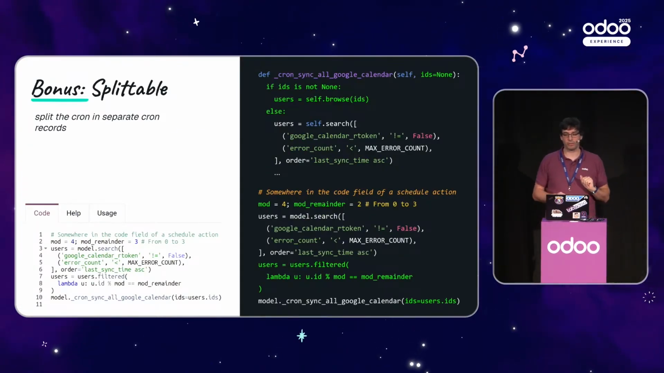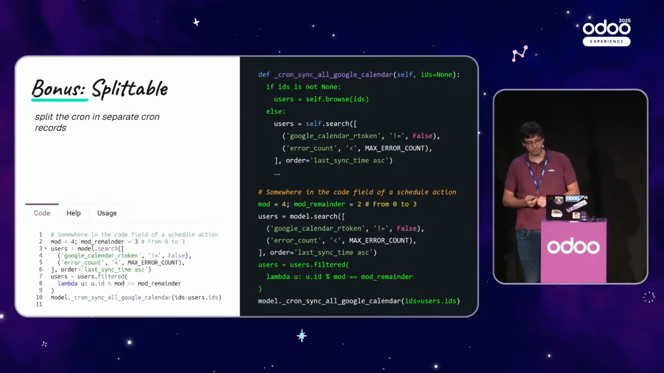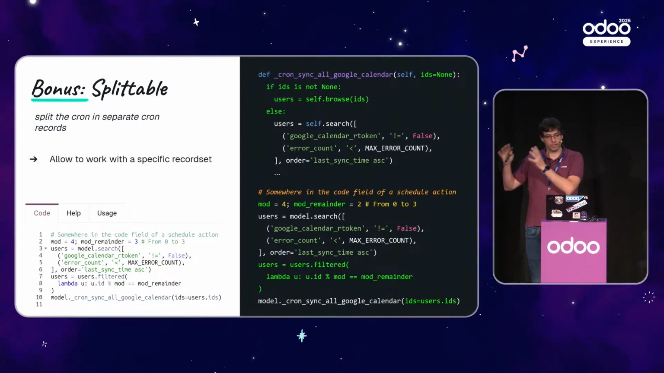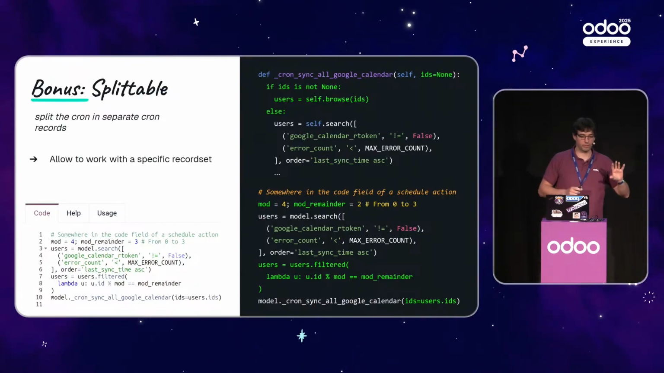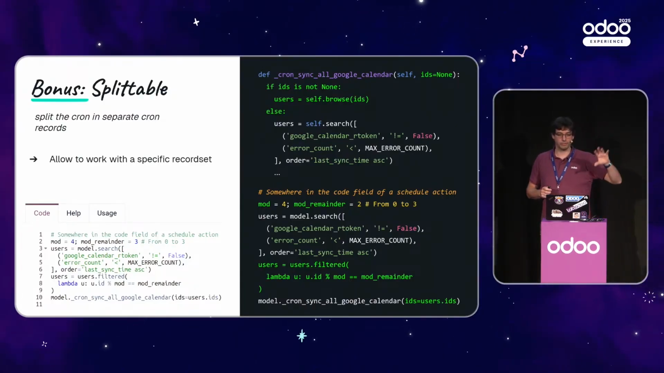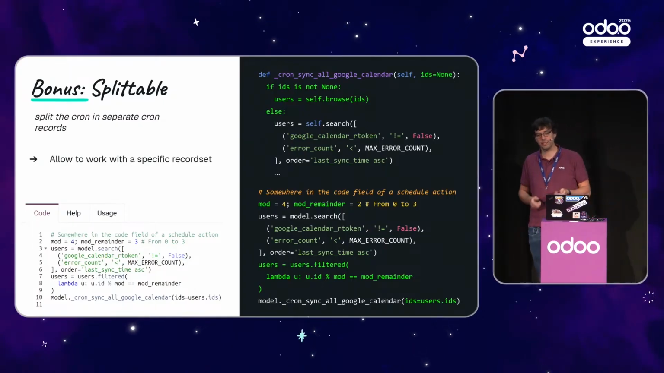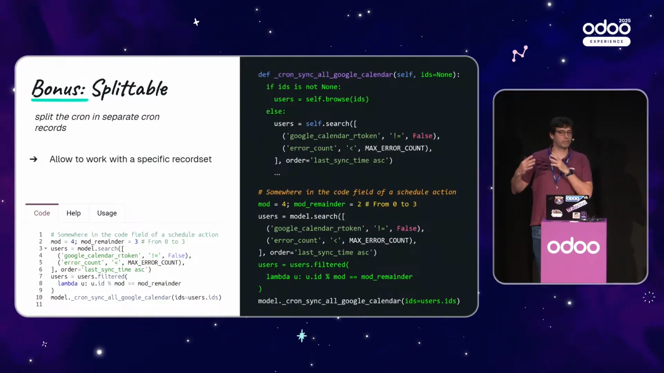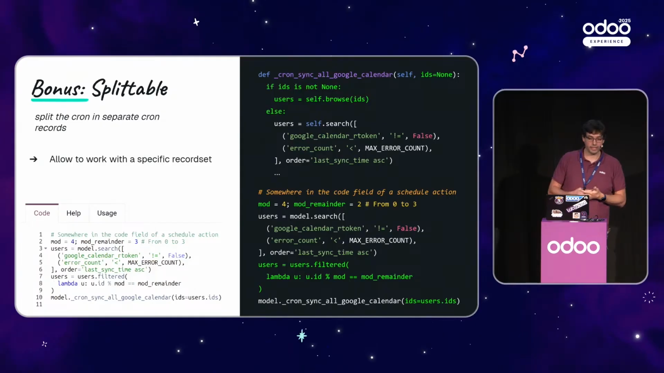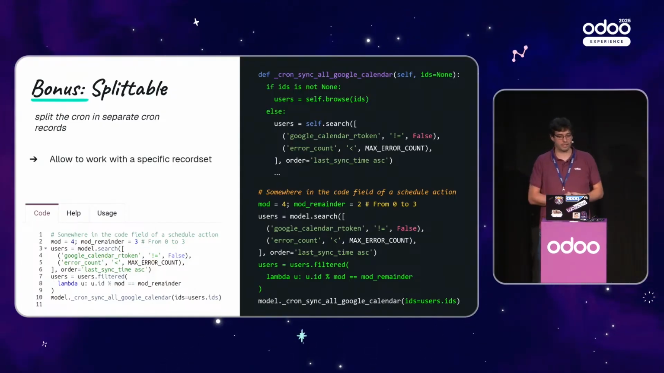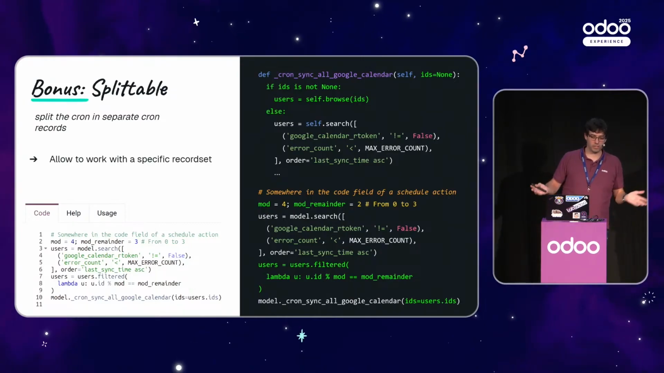OK, a small bonus. You may want to have your cron splittable. What does it mean? It means that you keep the same method, but you are going to call this method with different cron records. That's why you have the piece of code on the left, to show you that this part of the code is actually inside the server action. How to achieve that? First, in your method, you are going to take an extra parameter, IDs. If there are some IDs, you trust them, and you are going to process those IDs. If there are no IDs, you just go as usual.